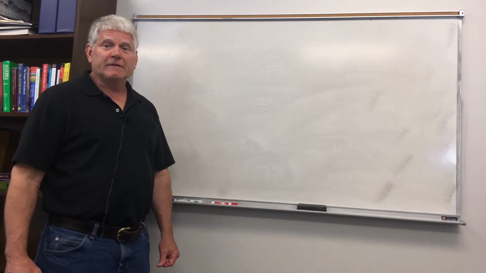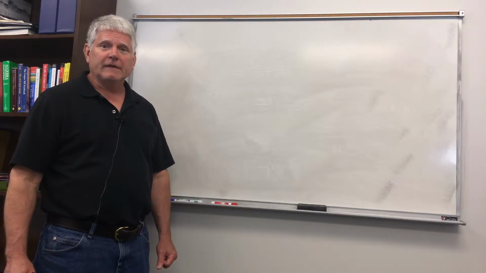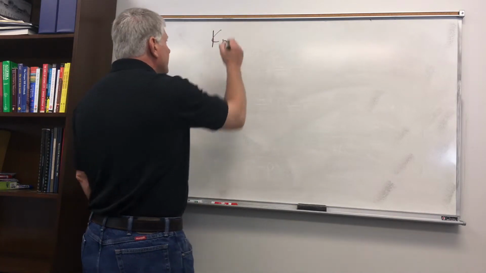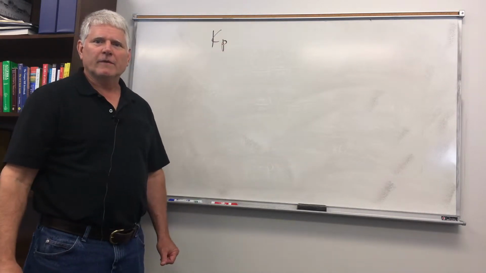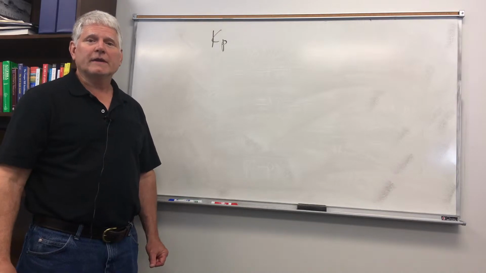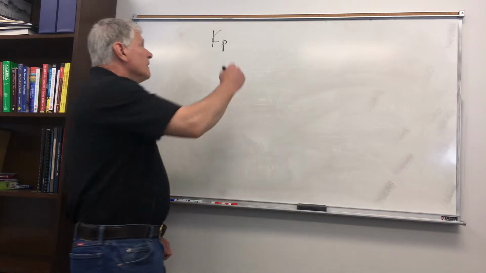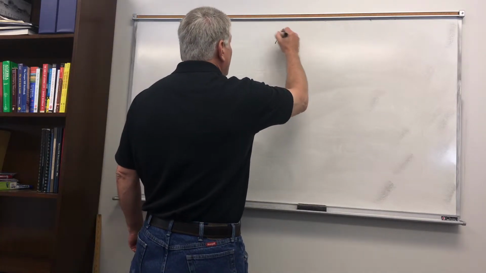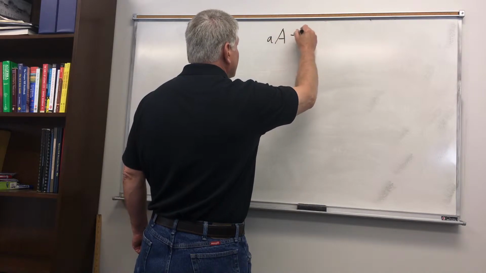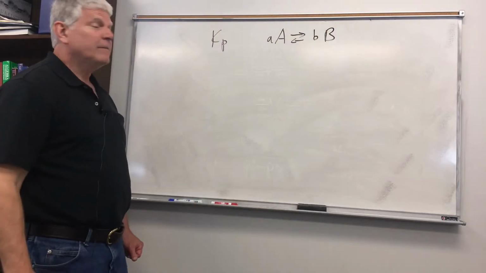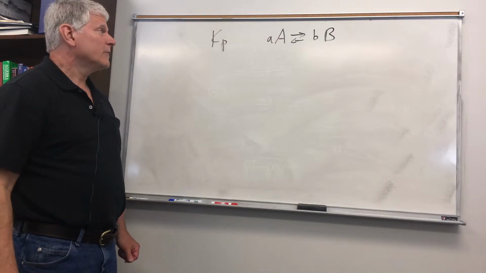Now, a lot of chemistry is done in solution instead of the gas phase. And so we have our equilibrium constant in terms of the pressure. Let's look at how we can express the equilibrium constant in terms of concentrations in solution. So say we have a reaction where A and B are in equilibrium.